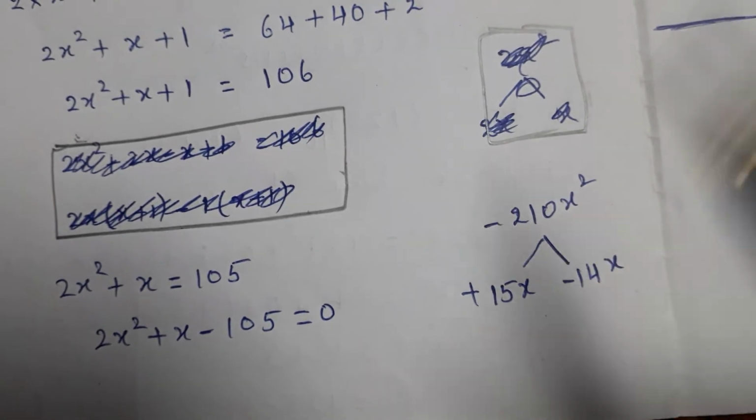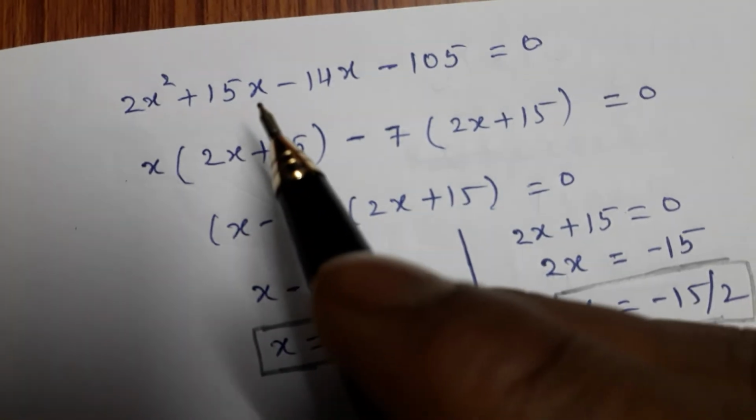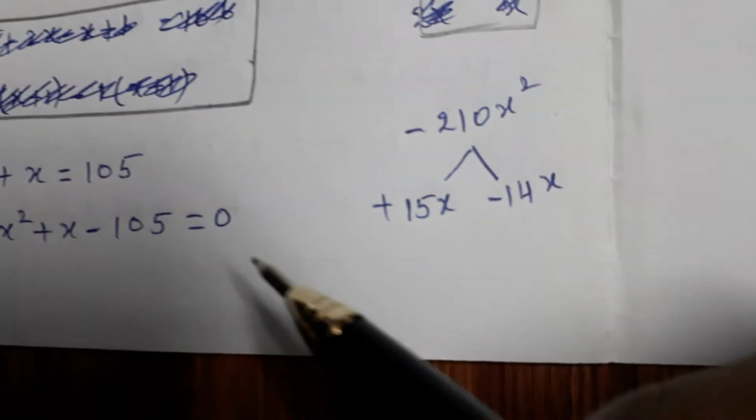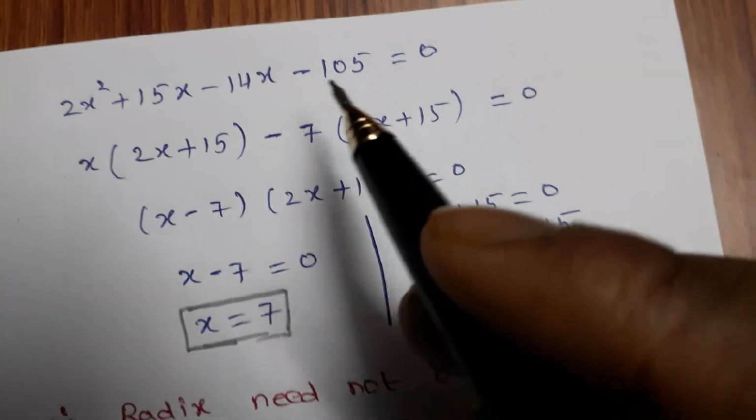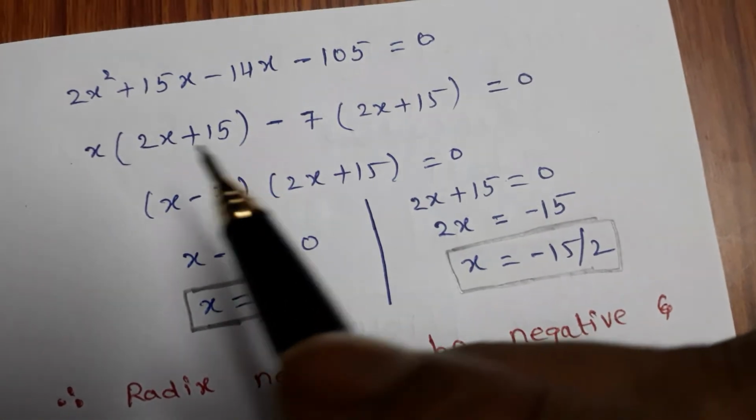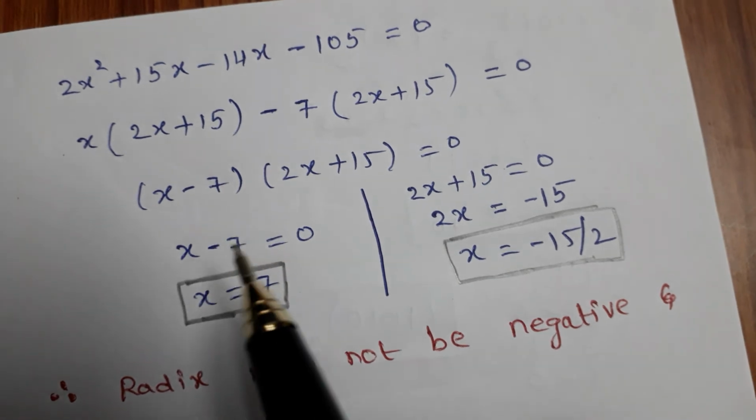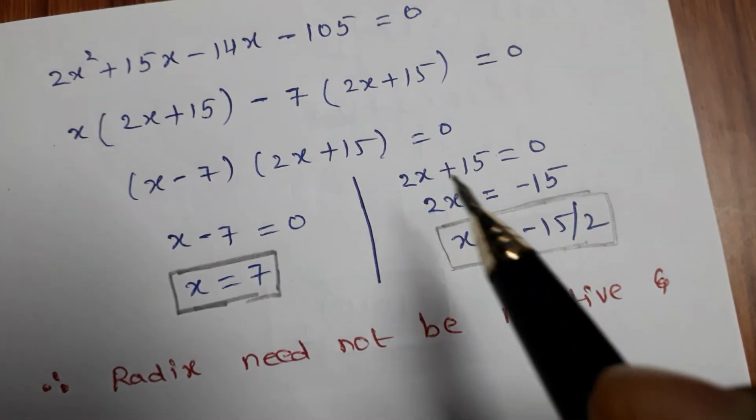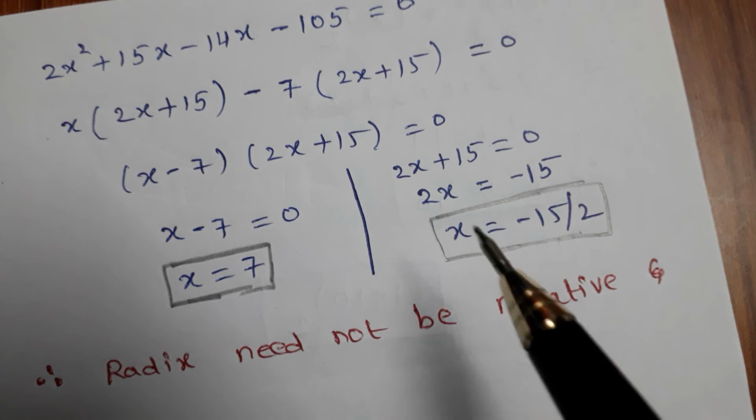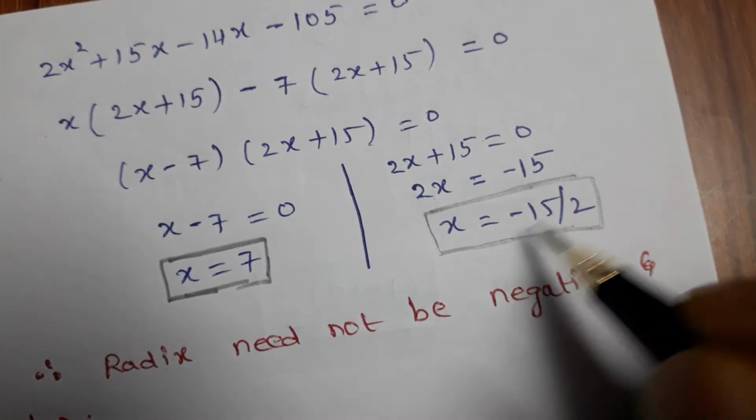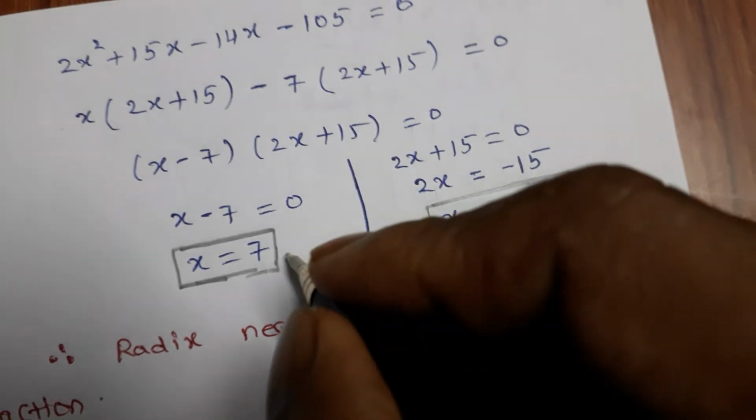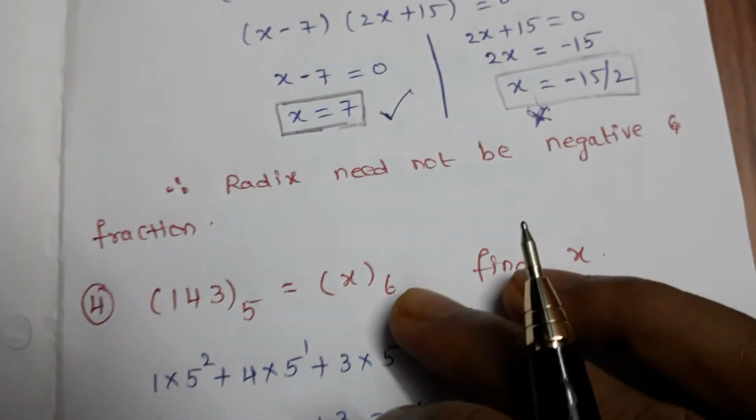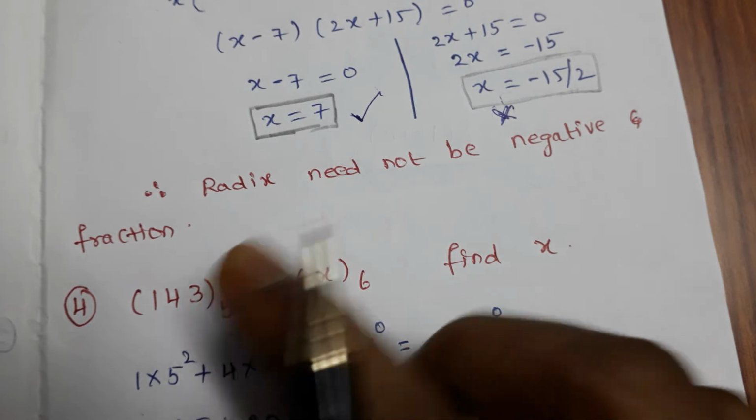By factorization we can write this as 2x square plus 15x minus 14x minus 105 is equal to 0. By taking the common terms we get x minus 7 is equal to 0 and 2x plus 15 is equal to 0. Then x is equal to 7, and x is equal to minus 15 by 2. Radix can't be this one, radix can't be this one. Therefore the radix is 7. That means by the note, radix need not be negative or a fraction.